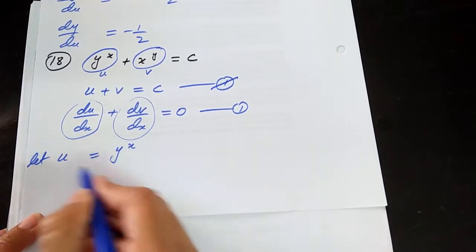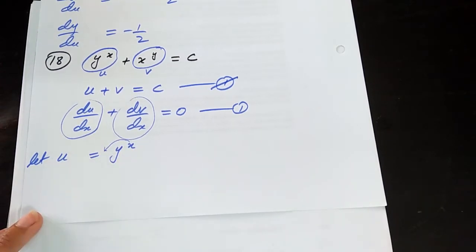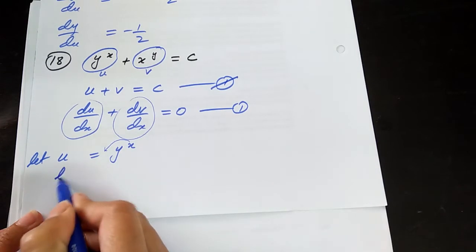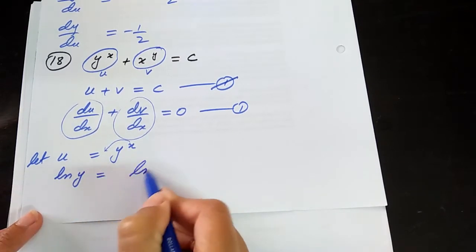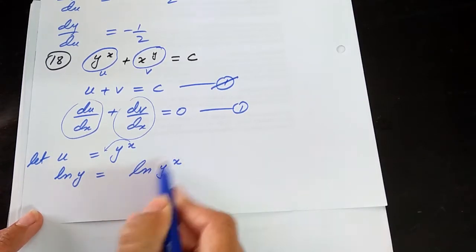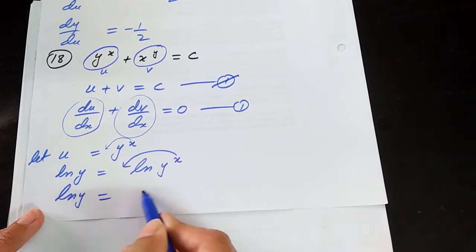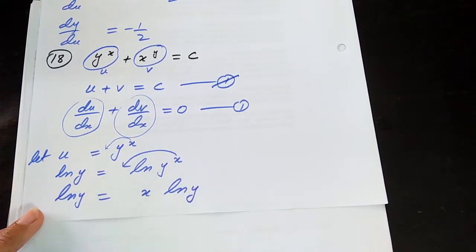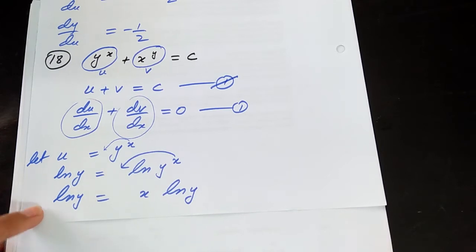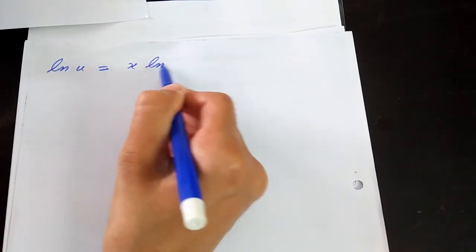Now in order to differentiate it, first of all, we need to move this variable down. For that purpose, take the natural logarithm on both sides. This will be ln u is equal to ln of y raised to x, and you know that this is the property of natural log. If we apply it on the exponential function, the exponent will come down. So we'll get ln u is equal to x ln of y.